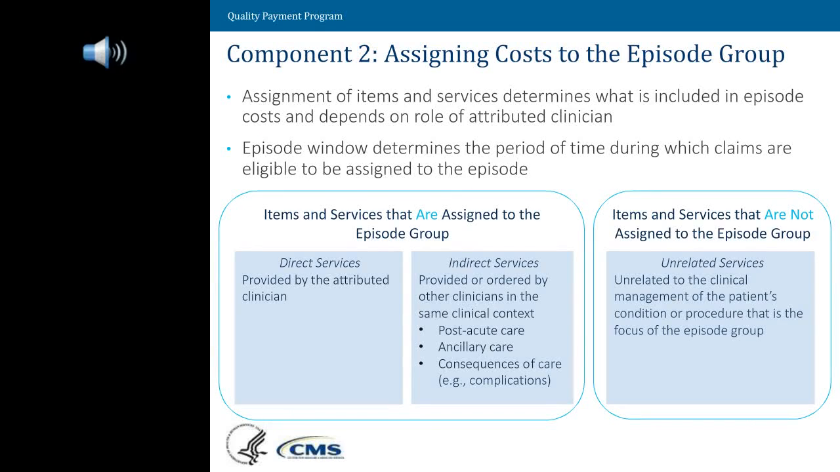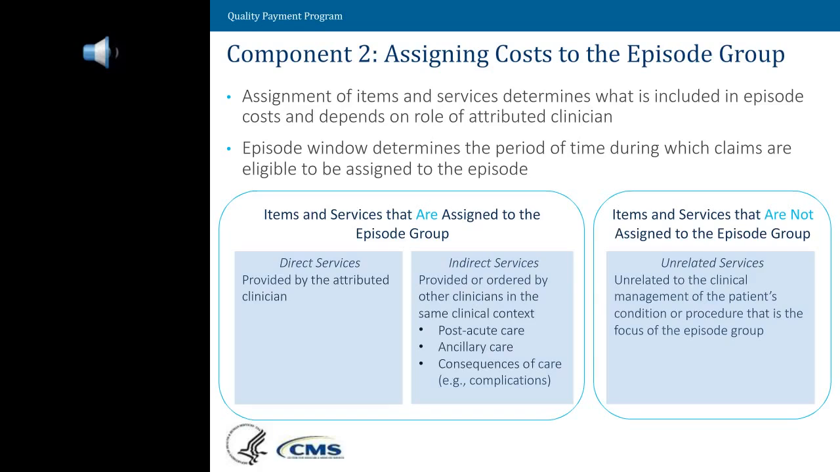The second component of cost measures is assigning costs to the episode group. Assignment of items and services determines what is included in episode costs and depends on the role of the attributed clinician. The episode window determines the period of time during which claims are eligible to be assigned to the episode.